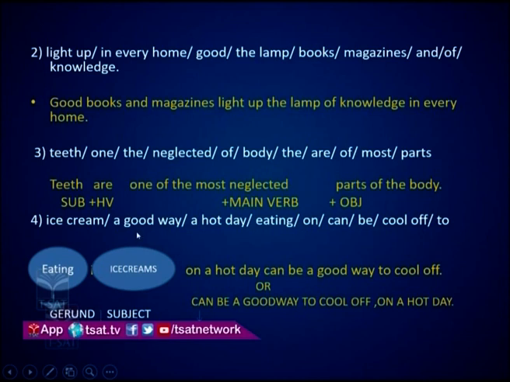Ice cream, a good way, a hot day, eating on can be cool off too. Now, again, follow the rule, search for the nouns. Now, what is a noun here or pronoun? Can you find anything here? There are no nouns here. So, the sentence can start with a gerund or a participle.